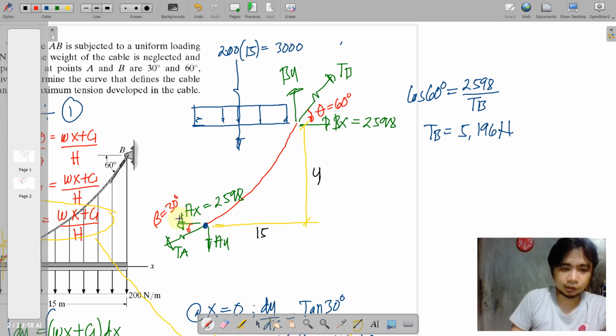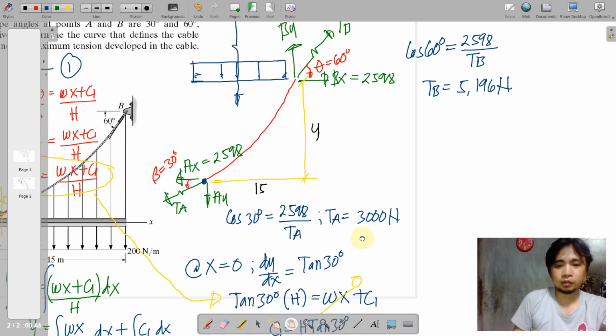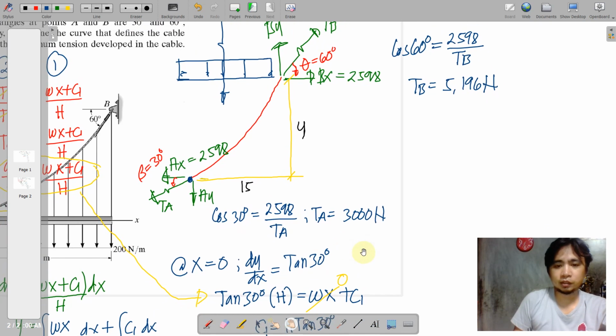Okay, so similarly, we have another angle here, say beta is equal to 30 degrees. You can also apply the same function. Cosine 30 degrees is equal to 2598 all over tension at A. So we have an equivalent of 3,000 Newton. Okay, so these are the answers.